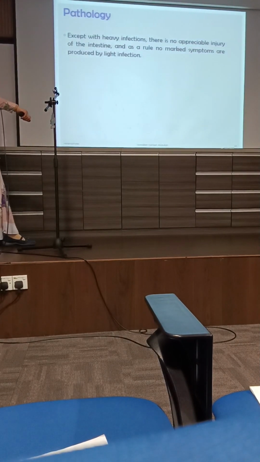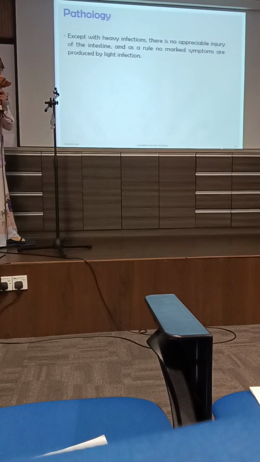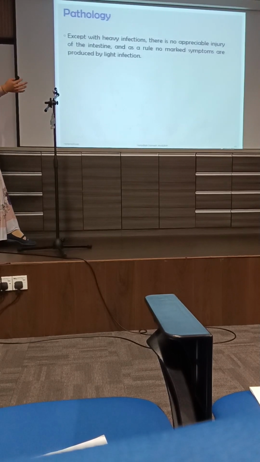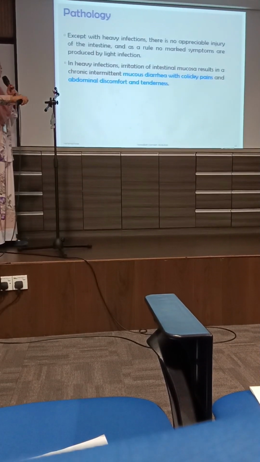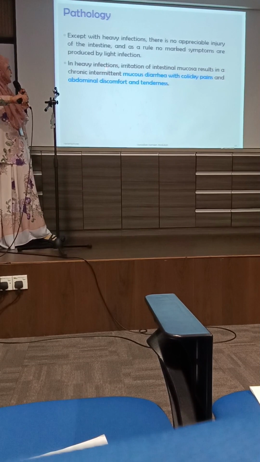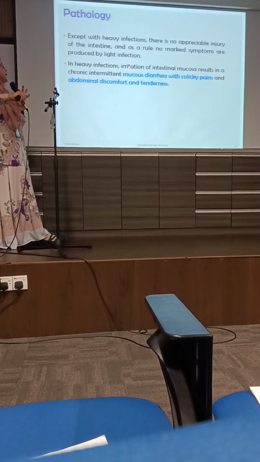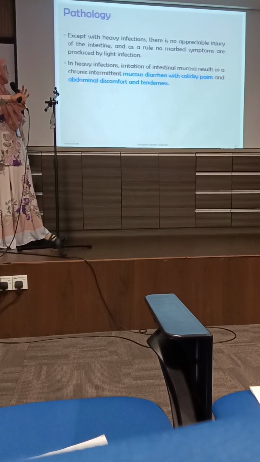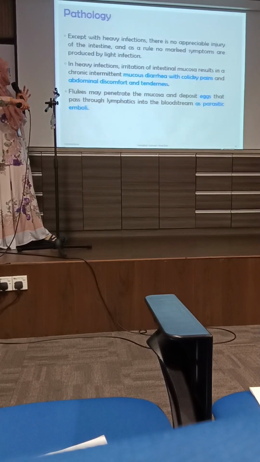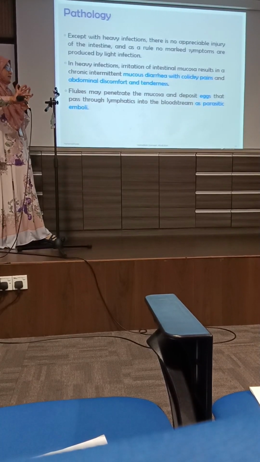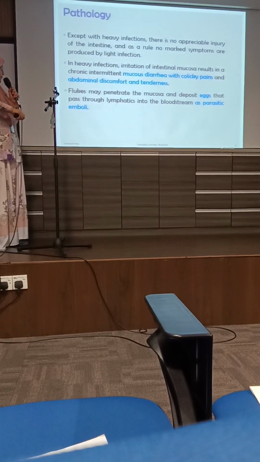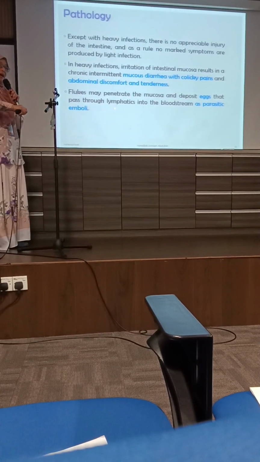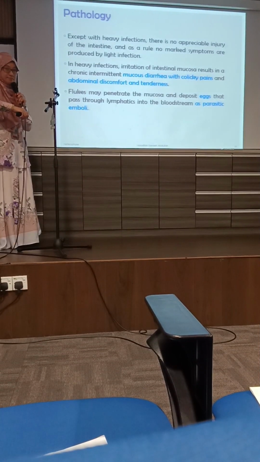Okay, so except with heavy infections, because the size is very very small, only 1 millimeter long, so selalunya tak ada injury to the intestine. Selalunya like infection tak ada lah. Kalau pun heavy infection pun biasanya is quite mild, tapi ada juga patients suffer from mucus diarrhea with colicky pains, abdominal discomfort and tenderness. So fluke may, the thing is that jangan fikir kecil, you fikir dia tak ada apa-apa. Kecil-kecil cili padi. Okay, so dia sebenarnya lebih bahaya daripada dua lagi kawan dia tadi yang besar tadi.